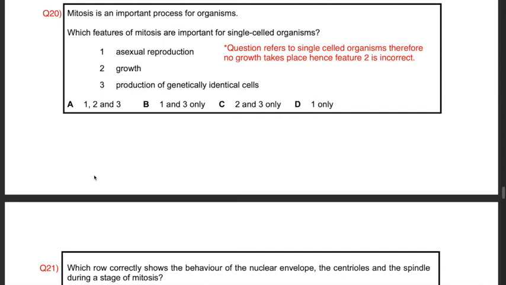And since answers A and C have feature 2 in them, they are incorrect, leaving us between the answer B and D. And in single-celled organisms, yes, asexual reproduction does take place, as well as production of genetically identical cells. Therefore, the answer is B, 1 and 3 only.